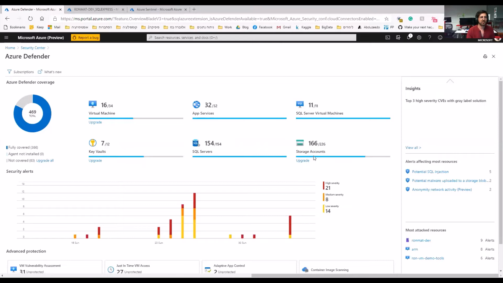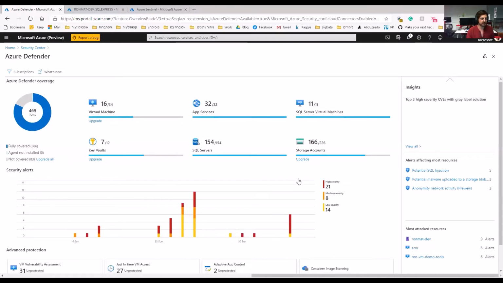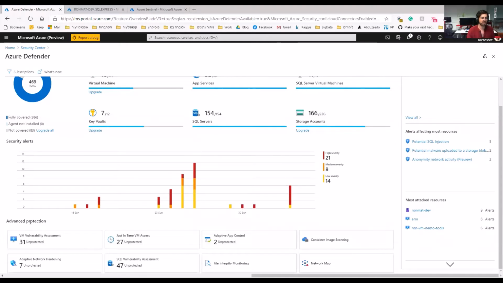We can see here that we have protection on a hybrid, heterogeneous environment, against different attack vectors, and all in one click. Also, we receive some advanced protection options, and we'll touch in the future on the SQL vulnerability assessment option.